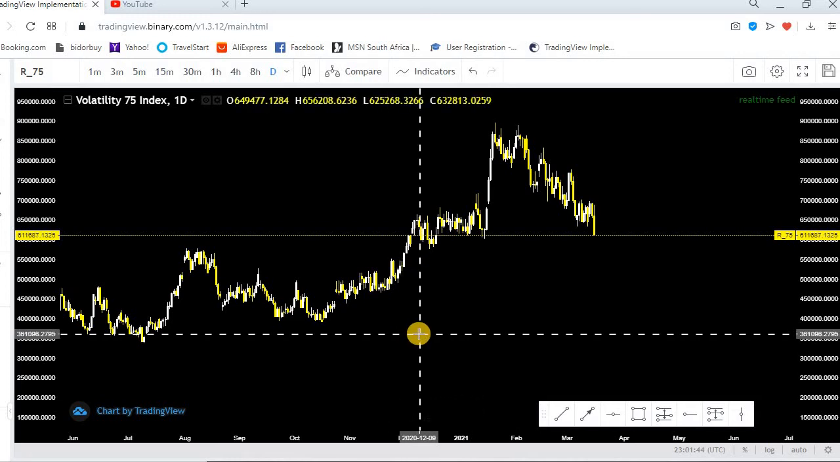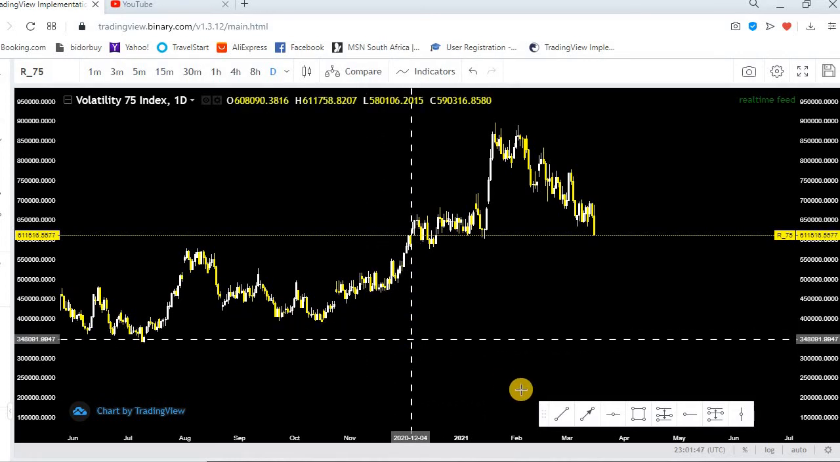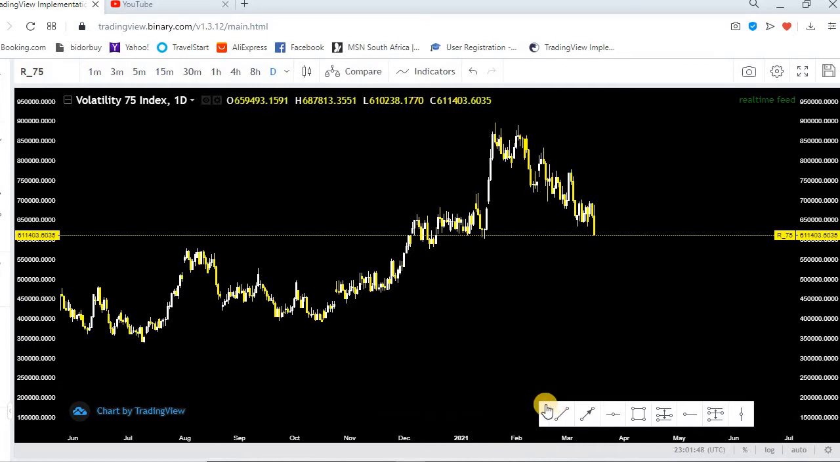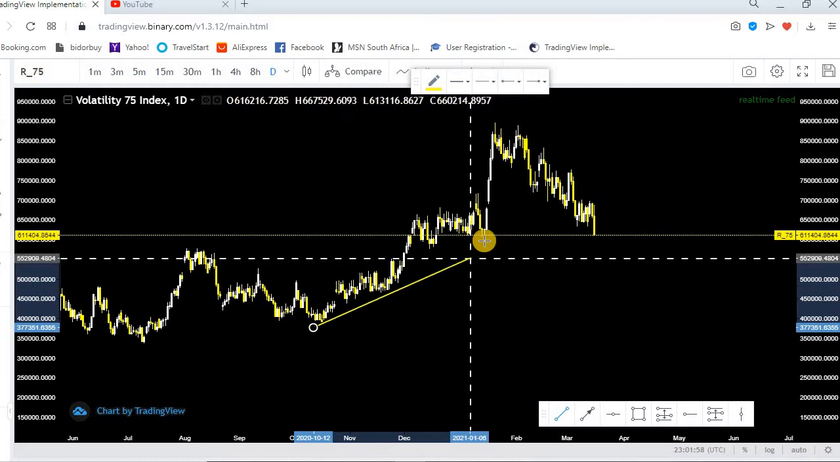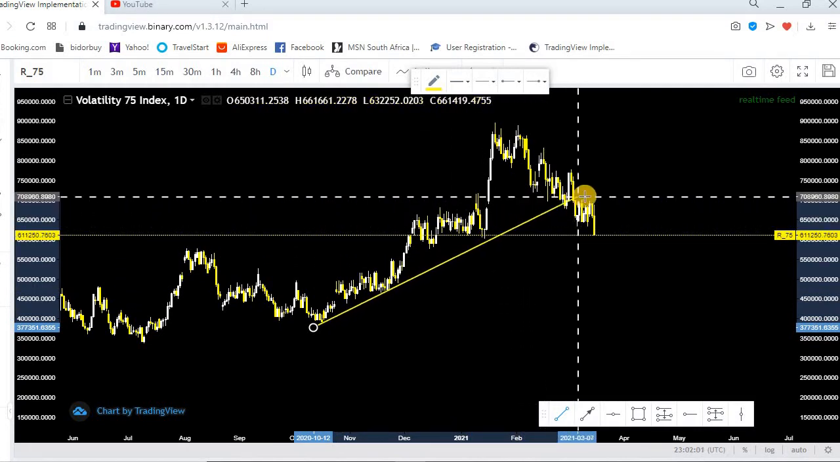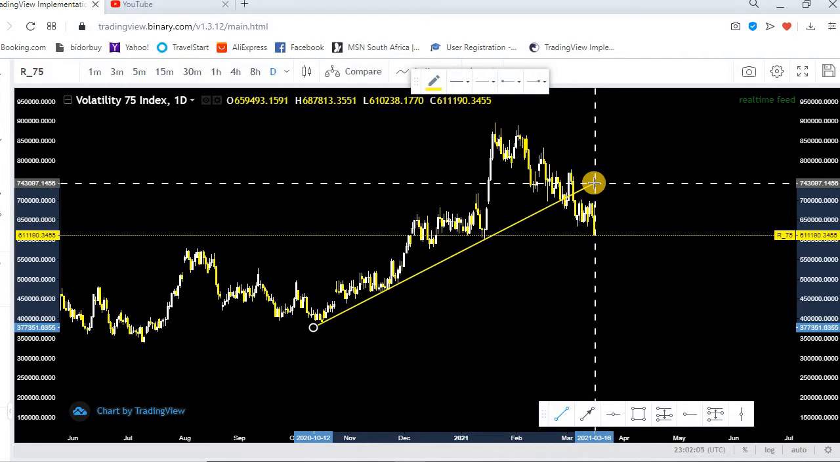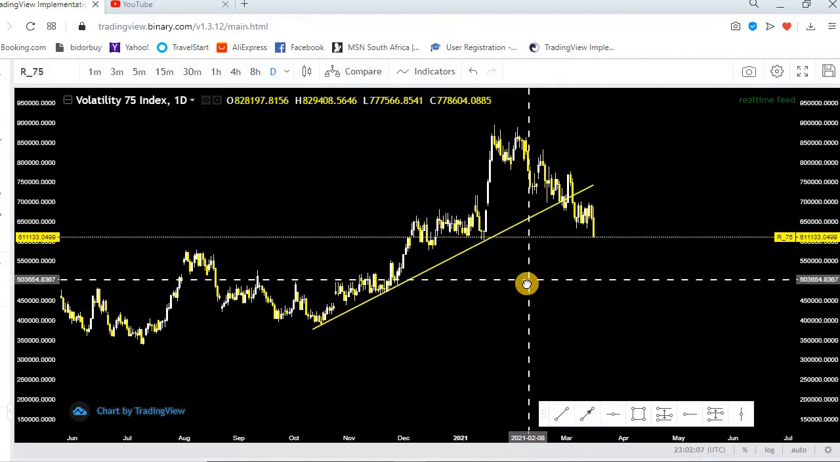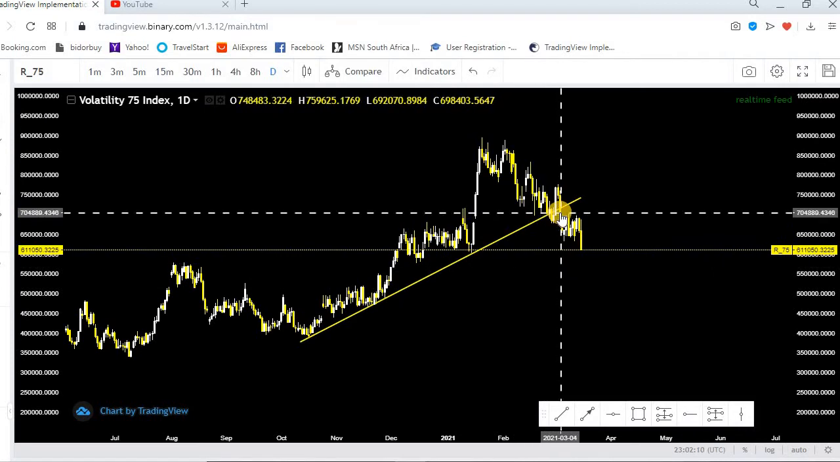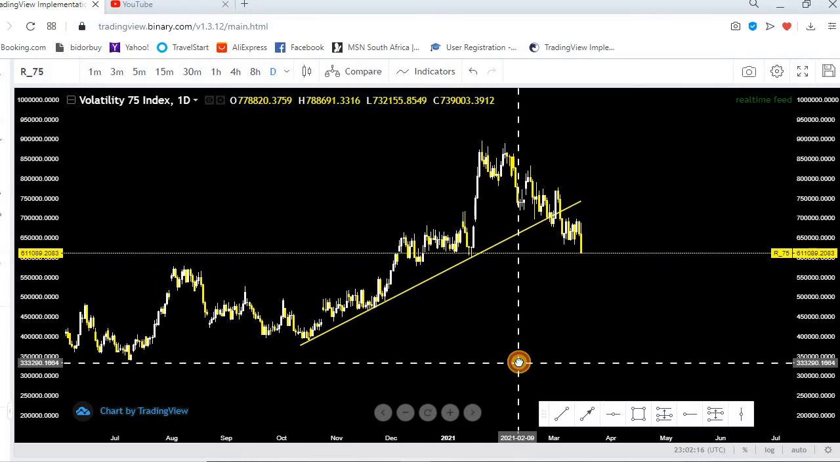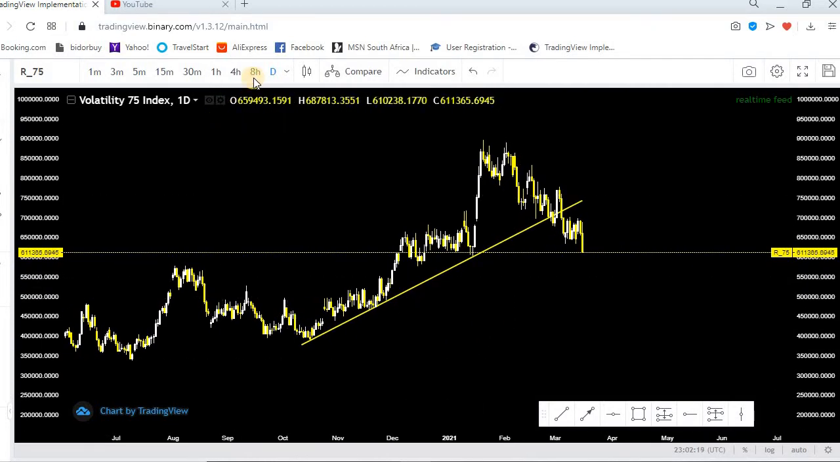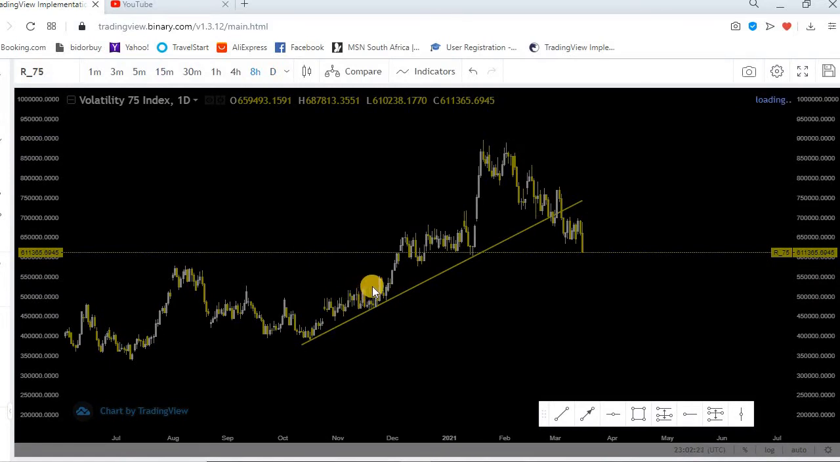We are currently on the daily chart. So let's start with the analysis. We had our trend line there, which is broken. We had a breakout here and a retest. So we can see that we are currently selling, or bearish. We're in a bearish momentum.